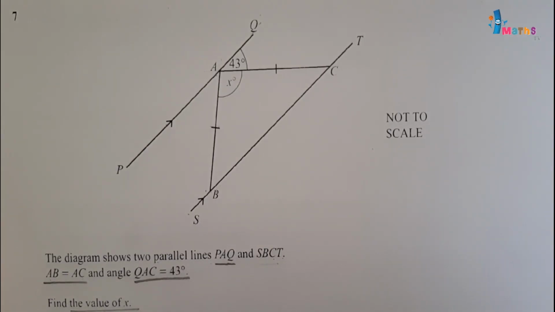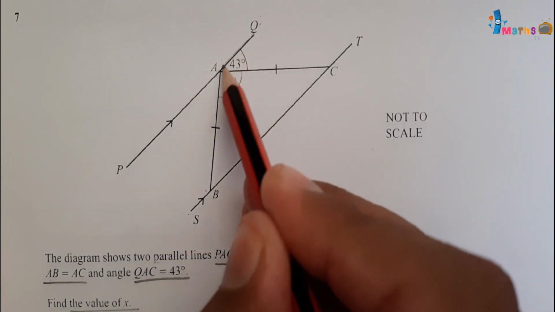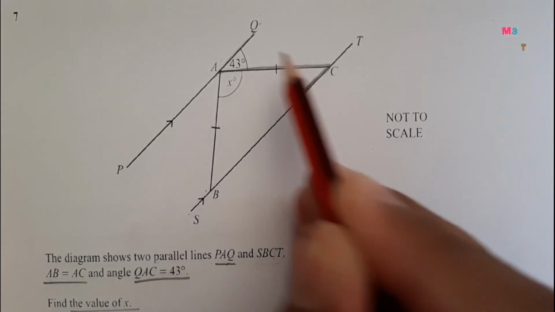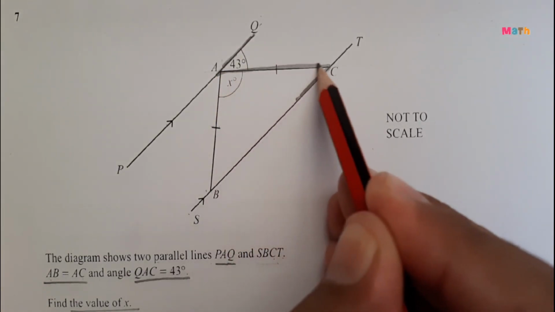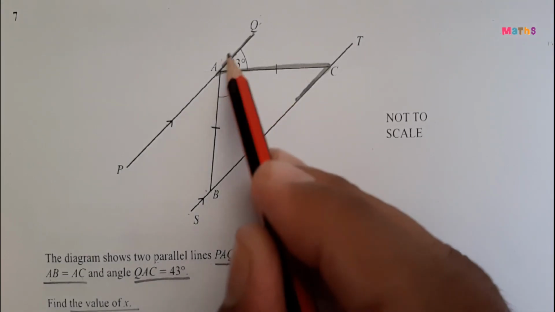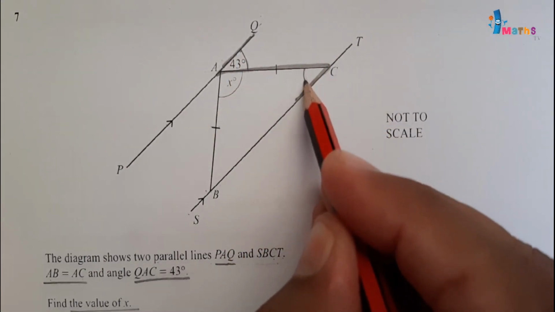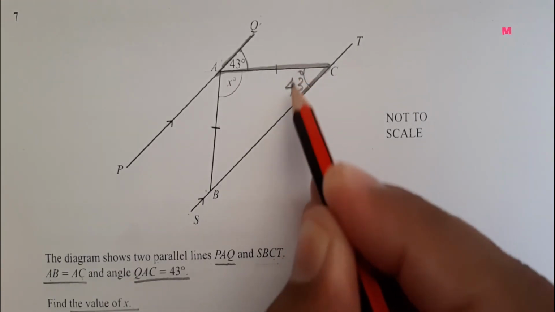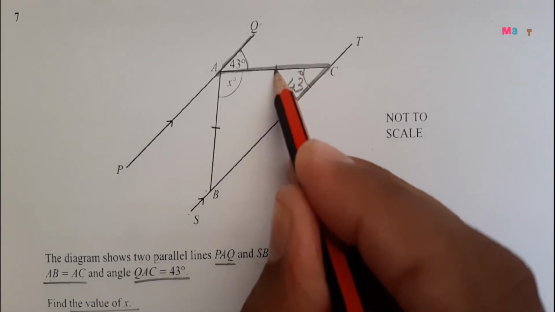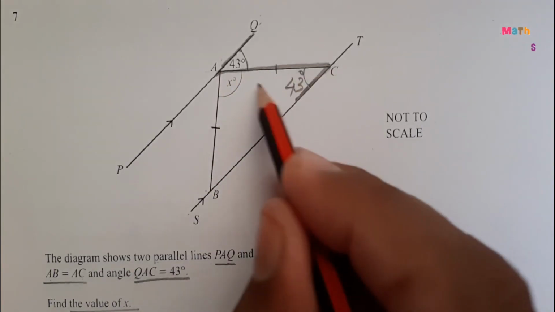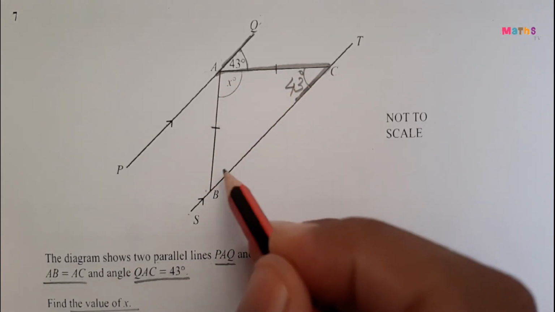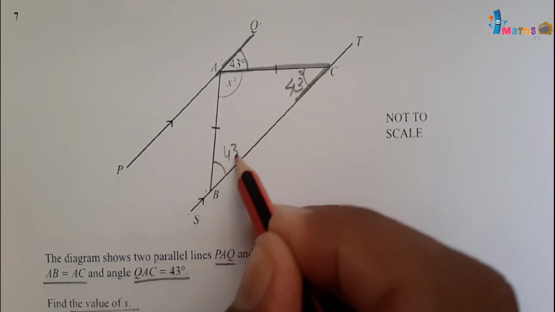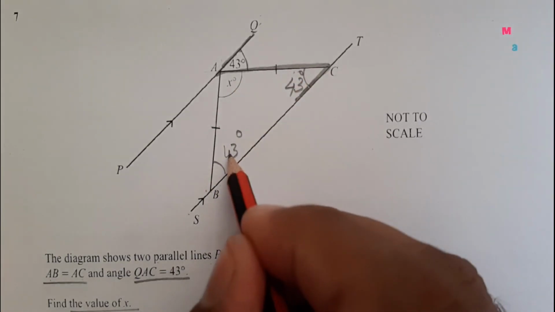So what we can do, we can consider this shape, this one. This angle will be equal to this angle. This is 43, so this will also be 43. These two sides are equal. Sides of this triangle are equal, so their opposite angles will also be equal. So if this is 43, this will also be 43 degrees. So these two angles are 43.